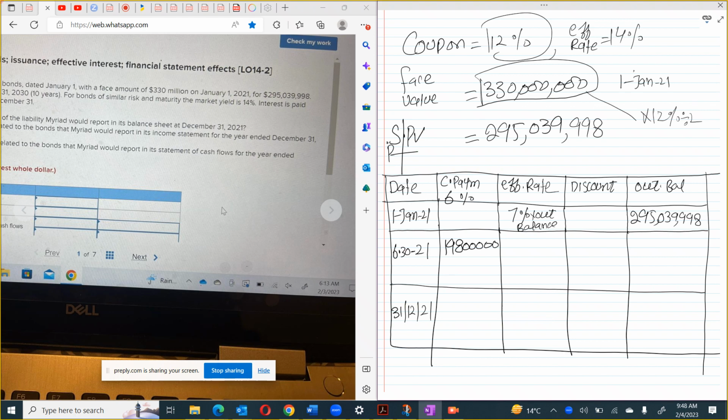What will you do? Be careful. I'm going to the requirement. What is requirement one? What is the net liability? This means you have to work out what net amount of liability would be reported in its balance sheet at 31st December 2021. This is your liability. Now, the last thing: what is the interest expense? What will you write in the interest expense for 2021?